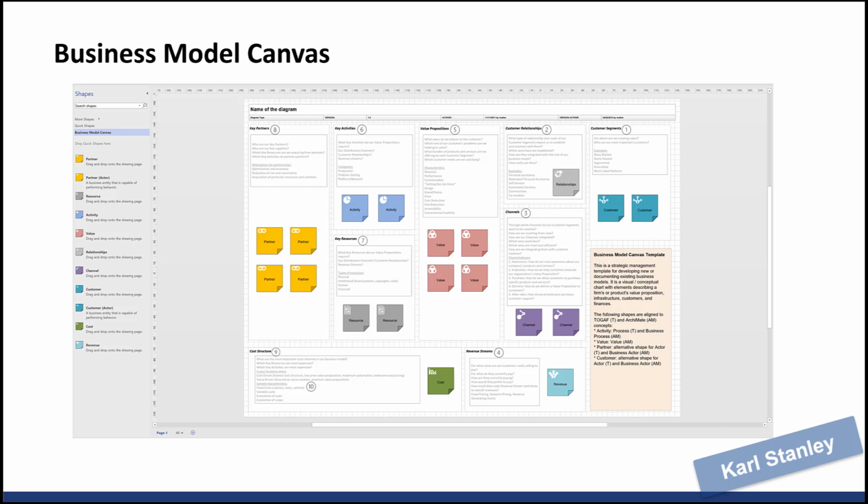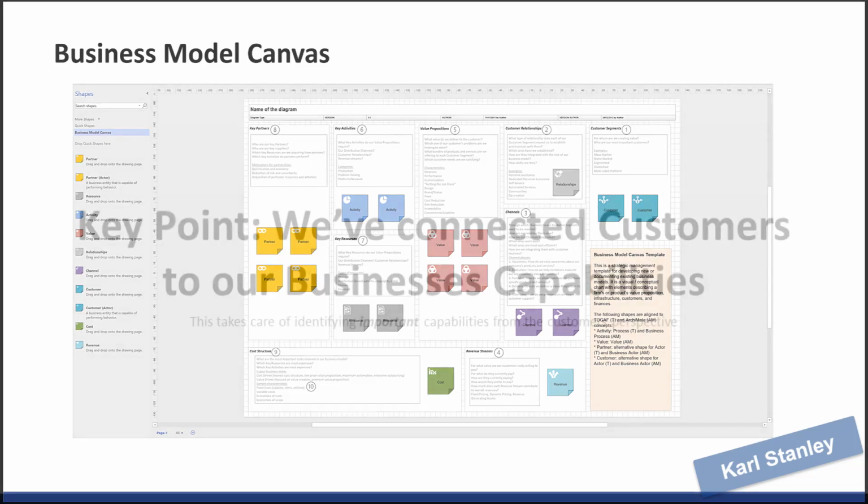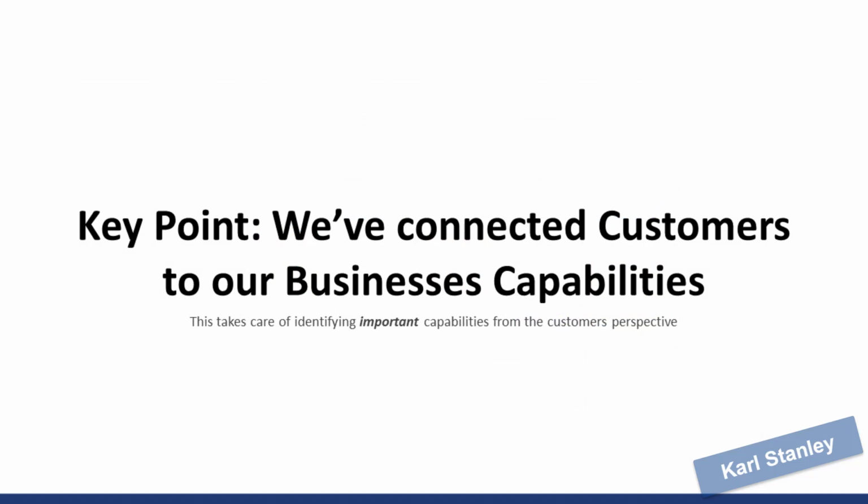What is also useful is the help text in these building blocks. They can bring back to mind how to apply the model. Now that we have a tool to use that communicates with our stakeholders, let's make sure we have taken away our key point from this presentation. Key point. We've connected customers to our business capabilities. This takes care of identifying important capabilities from the customer's perspective.